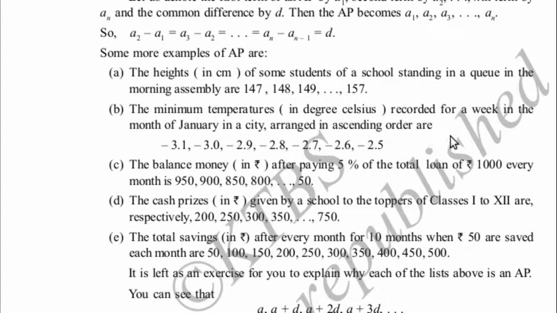In the second example we can notice the minimum temperature in degrees Celsius recorded for a week in the month of January in a city, arranged in ascending order. On the first day of the week the temperature is minus 3.1 degrees Celsius. On the second day it is minus 3.0 degrees Celsius. On the seventh day it is minus 2.5 degrees Celsius. Here we have the first term and the last term, and we are able to count the number of terms in the arithmetic progression. So this is an example of a finite arithmetic progression.